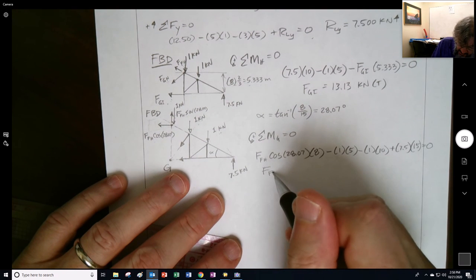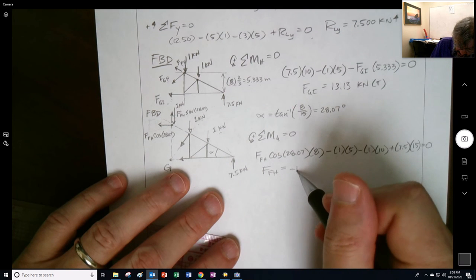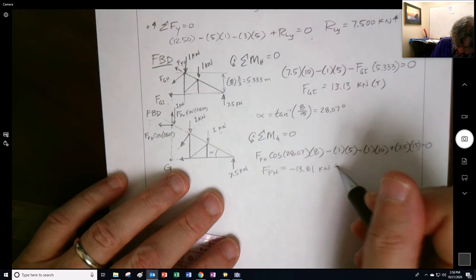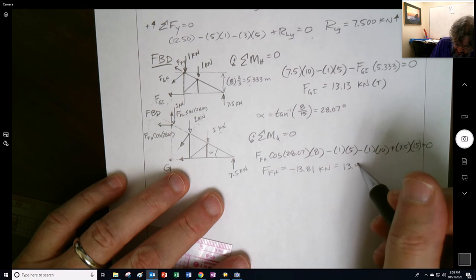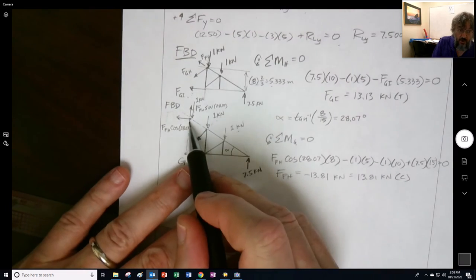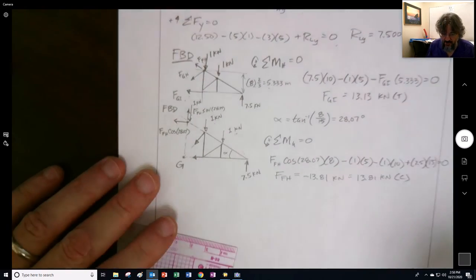If we find the FH right there, we get a negative 13.81 kilonewtons. That means that it's actually 13.81 kilonewtons in compression, right? So we drew it wrong. It was easier to draw it as tension though, and then just if you get negative, find out that you did it.